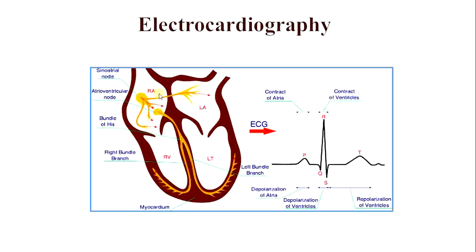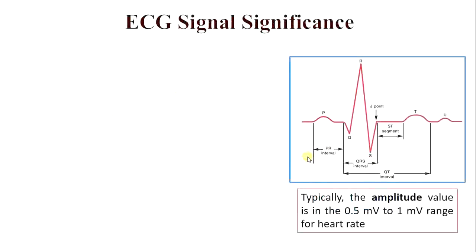So I told you the heart functions for taking the impure blood in, giving it to the lungs for purification, again collecting blood from the lungs, which is oxygenated blood, and again circulating it towards the whole body parts. There is a spread of action potential across the myocardial muscles, and that electric potential we can measure, and we can plot this electrocardiogram. You can see over here.